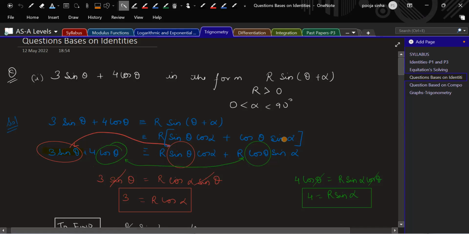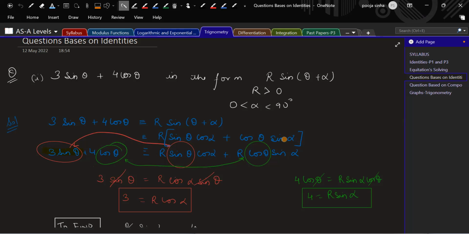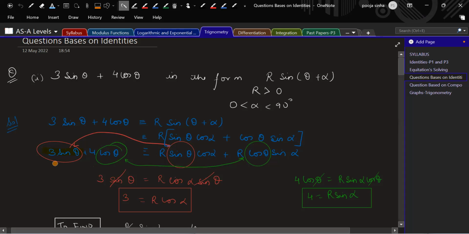पहला step क्या था? We'll use the compound angle formula and then open the bracket. Superb. And then equate it to the main equation. तो जब हमने equate किया तो हमें क्या मिला? What did we get?